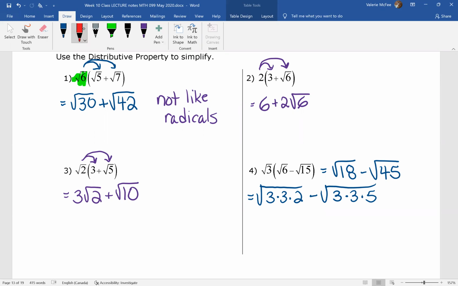In the first term, I see 2 factors of 3 that we can take out. And in the second term, we have 2 factors of 3 we can take out. So this simplifies to 3 root 2 minus 3 root 5. These cannot be combined any further. They are not like radicals. It doesn't matter that the coefficients in the front are the same.